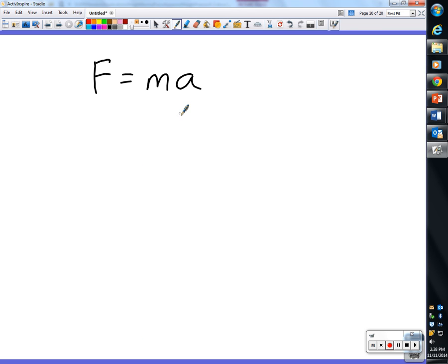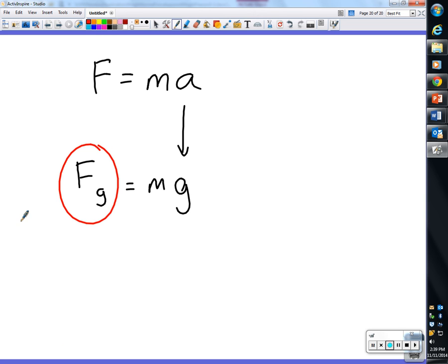g, right? So if we're talking specifically about gravity, acceleration gets replaced with g. Mass is still mass, regardless of whether it's being accelerated or what it's being accelerated by. So, if we talk specifically about the acceleration of gravity, that will give us the force caused by gravity. And we give this a special name. We call this the weight of an object. The weight of an object is the force caused by gravity.